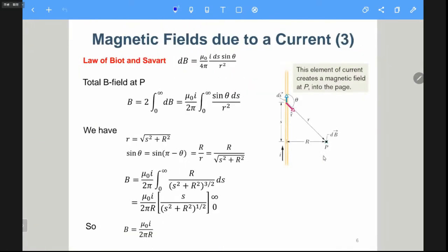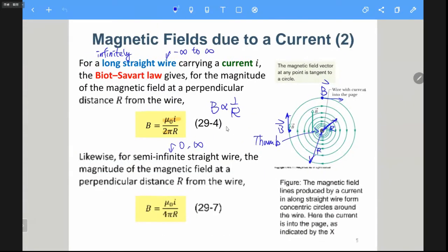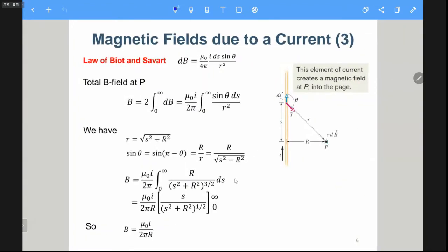Okay, so this is the proof for the equations 29.4 and 29.7. So let's see. We will, of course, use the law of Biot-Savart here, similar to what we have done in chapter 22. In chapter 22, when we try to calculate the E field generated by some discrete structure, we just separate the charge into many small segments. Here we also do a similar thing.